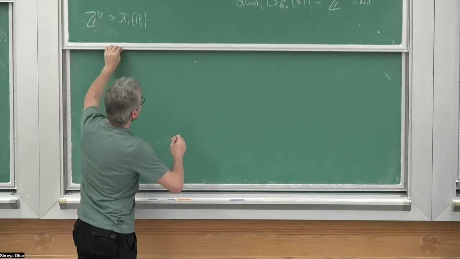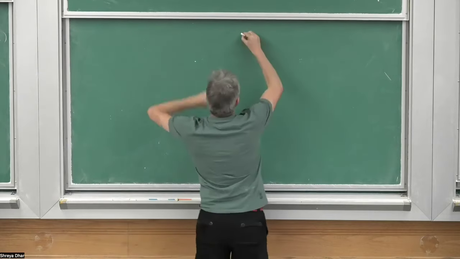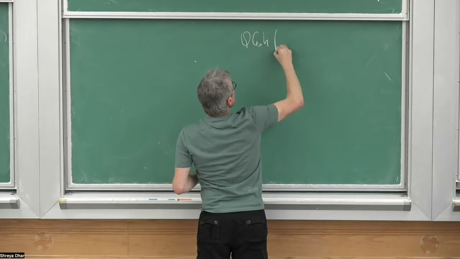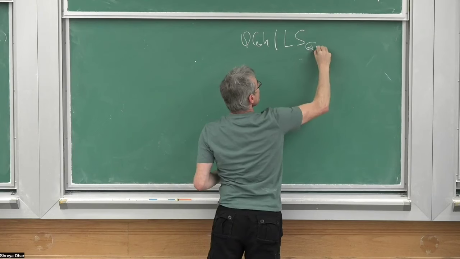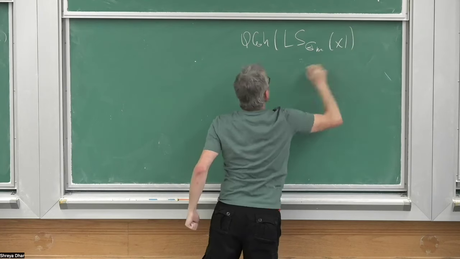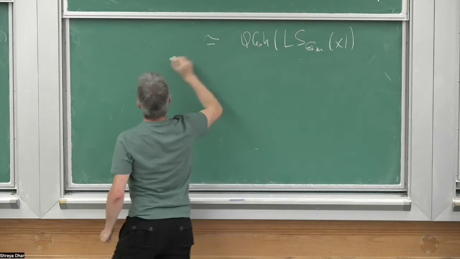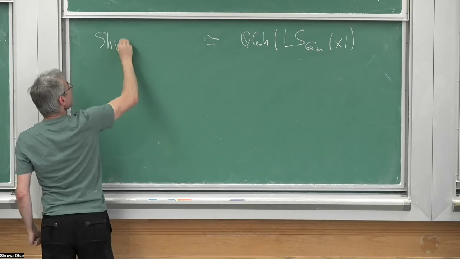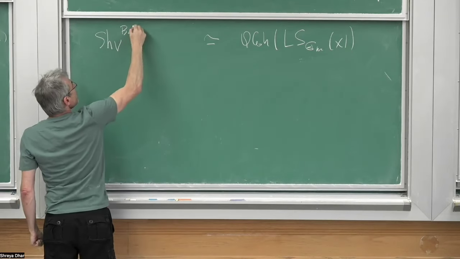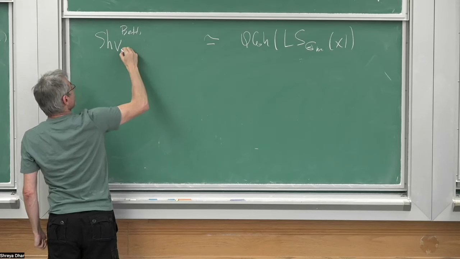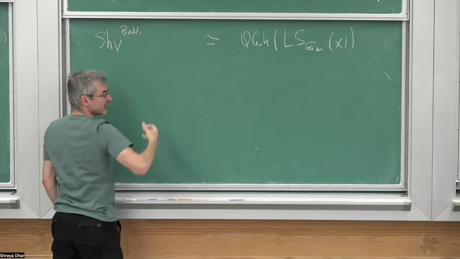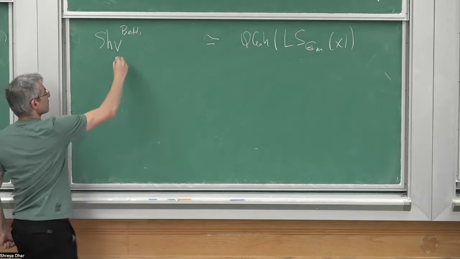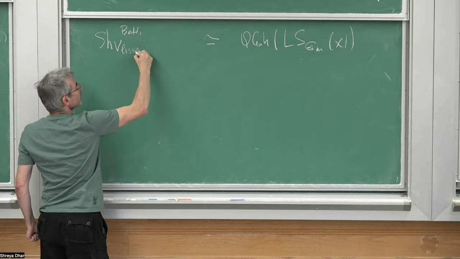So what we see in the case of G_m is that QCoh of LocSys G_m of the curve is isomorphic not to all Betti sheaves, but you put here an adjective. There are many equivalent adjectives. You can call it lisse, or locally constant.